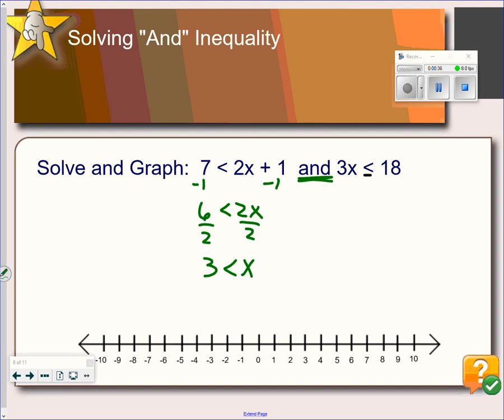So if we want to flip it over with x on the left, you have to also flip your sign. x is greater than 3. It's going to look like that on the number line.